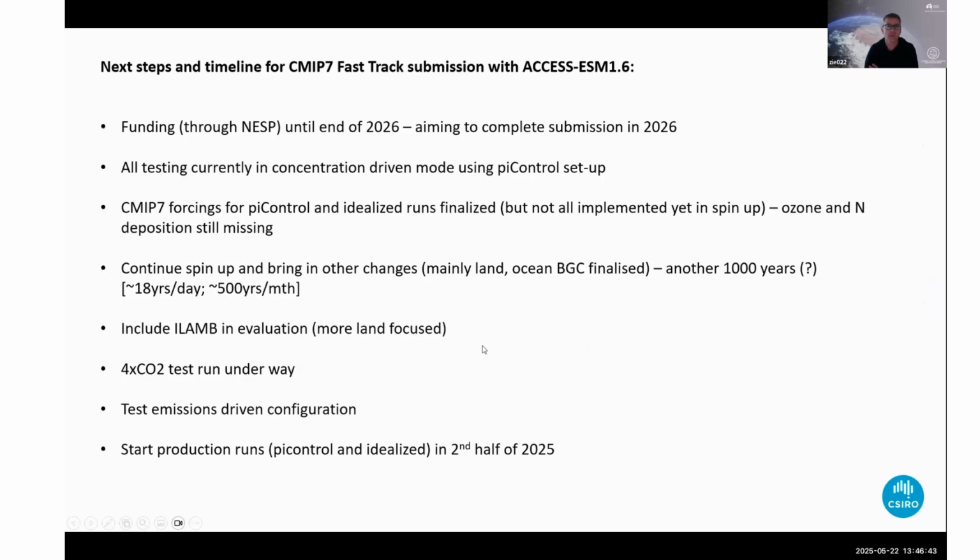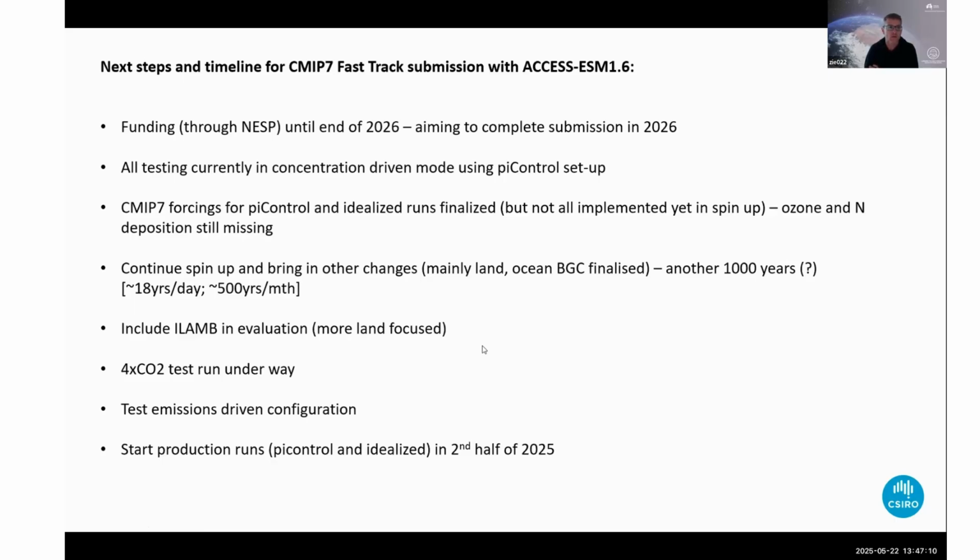Just some next steps and where we're going with the future development. We have NESP funding until the end of 2026, so we're aiming to complete the fast track submission with ESM 1.6 by then, and it aligns with the current deadline for the fast track as well.